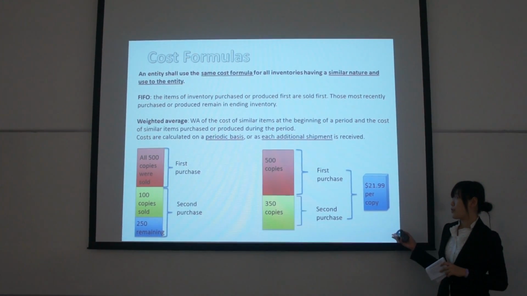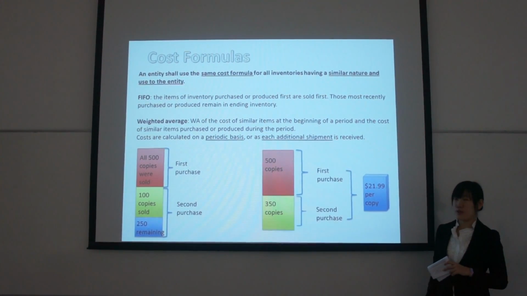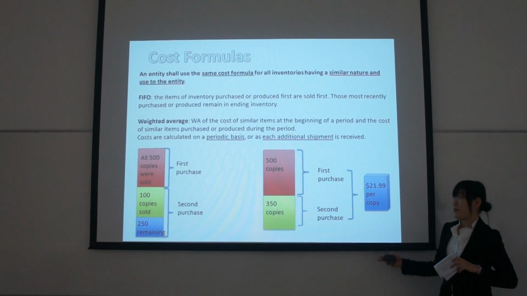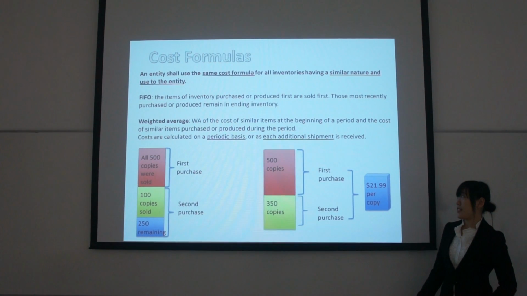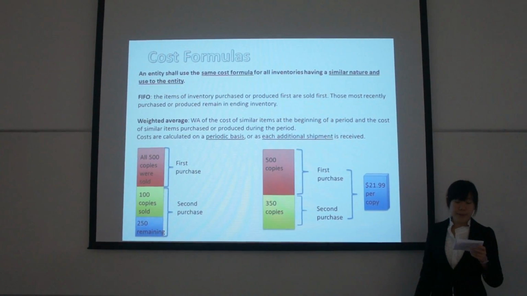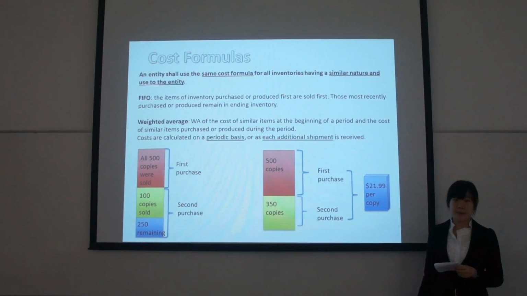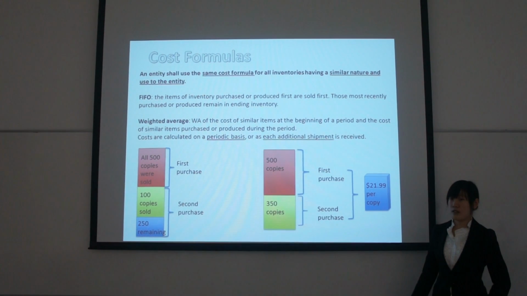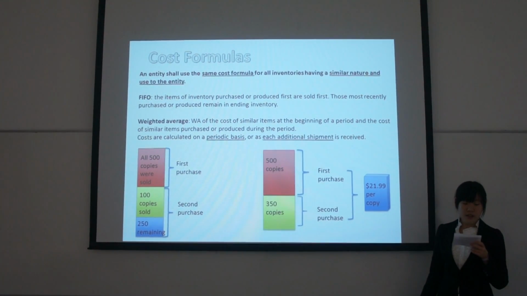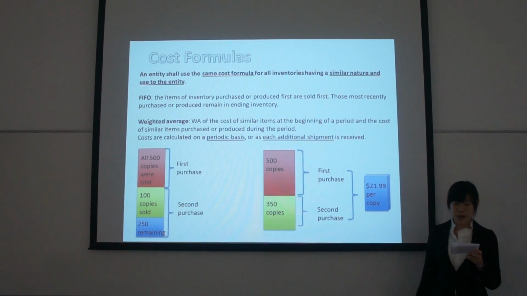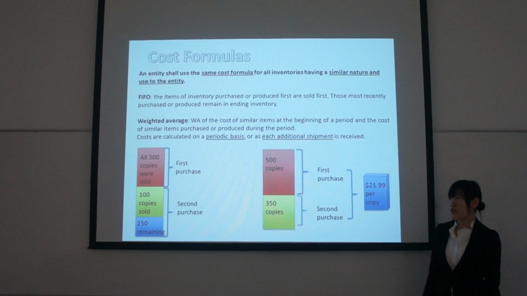So it's around $21.99 per copy. And alternatively, we can calculate this weighted average cost as each additional shipment is received. But as our case is a simplified one, the above two calculating methods do not make any difference. So now let's pass to my teammates to introduce how to use MYOB software to record our transaction.